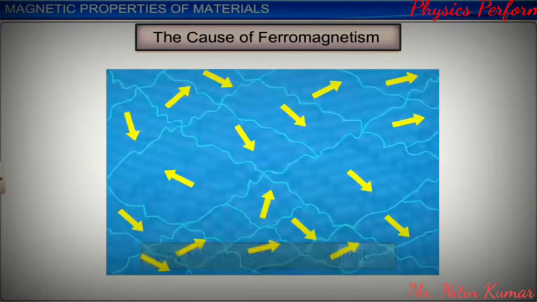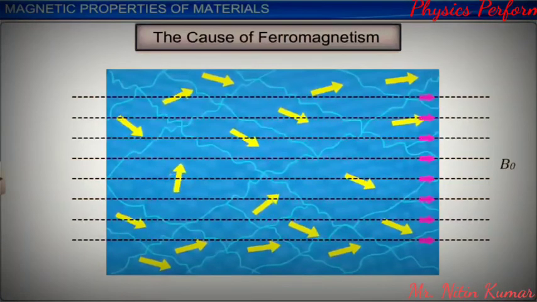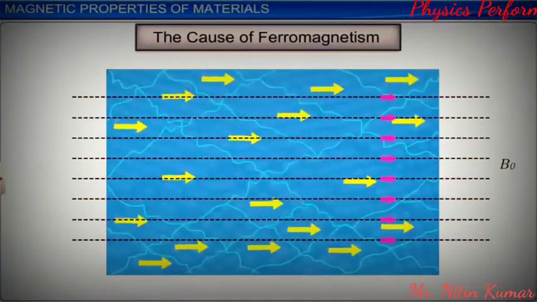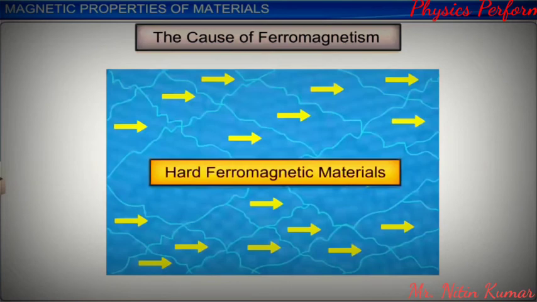When a bar of ferromagnetic material is placed in an external magnetic field of induction B0, the magnetization of the domains orient in the direction of the applied magnetic field. When the external magnetic field is removed, some ferromagnetic materials can retain the magnetization, and such materials are called hard ferromagnets or hard magnetic materials.